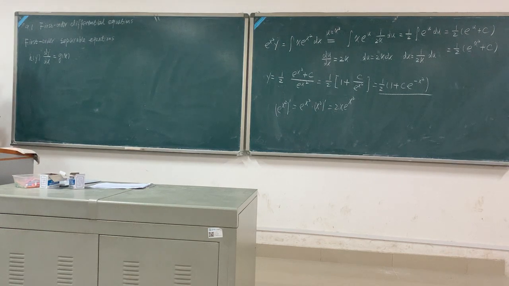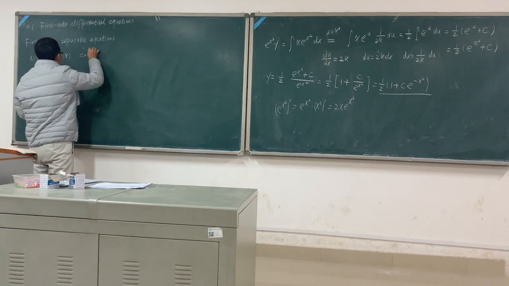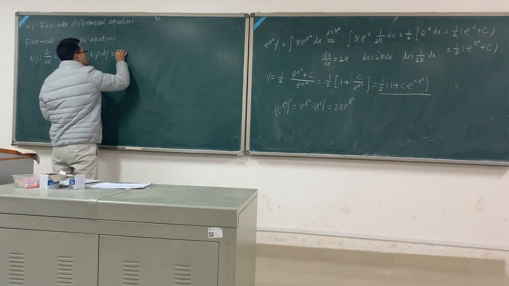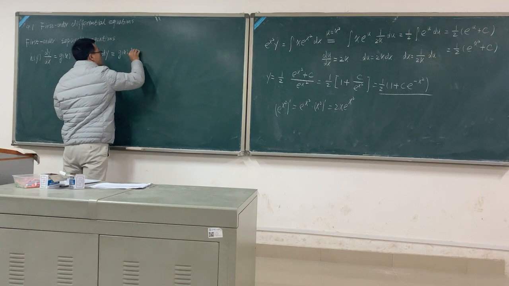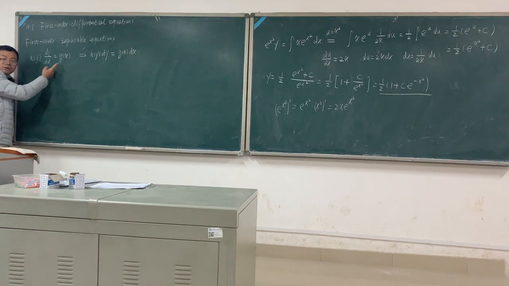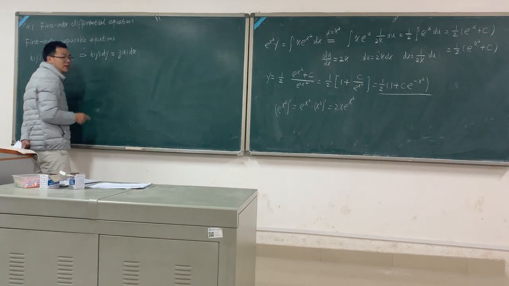For this we can multiply dx on both sides. So here we have h(y) dy equal to g(x) dx.